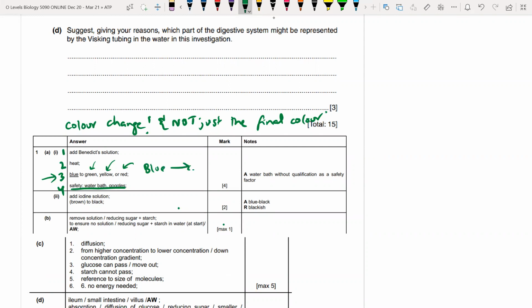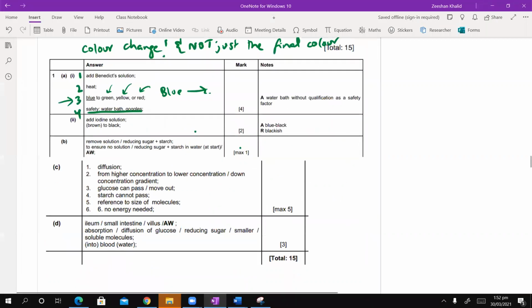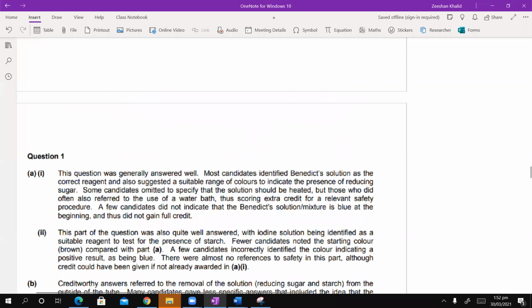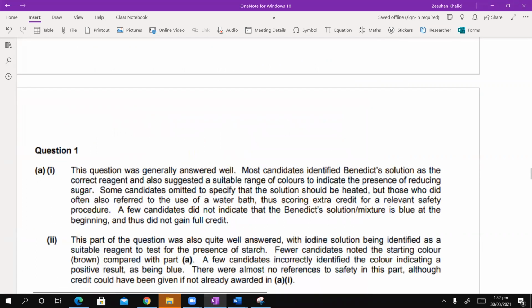बच्चों बात follow कर रहे हैं? Are you understanding? This is important point, okay? Let's see what the examiner has to say about this. Okay, this question was generally well answered. जैसे कि माशाल्लाह आप लोग करेंगे एग्जाम में. Most candidates identified Benedict's solution as the correct reagent and also suggested a suitable range of colors to indicate the presence of reducing sugar. Some candidates omitted to specify that the solution should be heated. बार बार देखें आप एग्जामिनर कमेंट्स में देख रहे हैं, जब भी reducing sugar का टेस्ट है and you don't talk about heating, you are losing marks because this is the only food test which involves heating, okay?